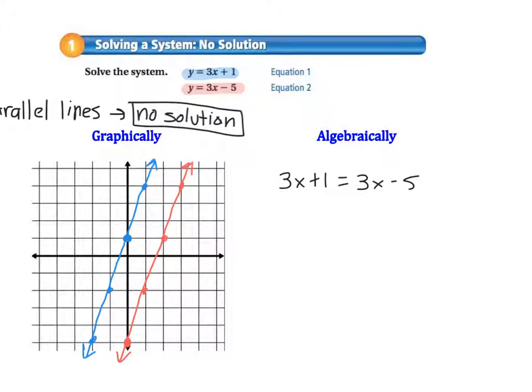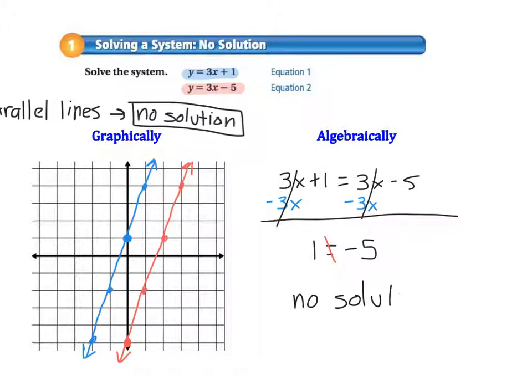So if I start solving here, I see that I have variables on both sides, so I'm going to move it by subtracting 3x from both sides. And you'll see that my x terms disappear. So remember, when you do this, you want to see what you have left over. And if the equation that you have left over doesn't make any sense, like 1 is equal to -5, which it is not, we would say no solution.